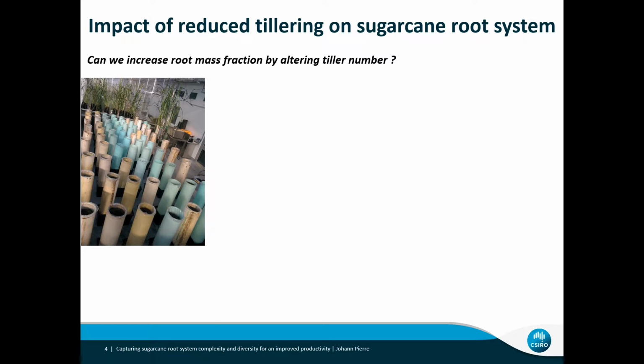So in other species like wheat, reducing tillering either by genetic selection or by manual tiller removal leads to an increase of the root-shoot ratio. And we wanted to know if it was the case also for sugarcane.